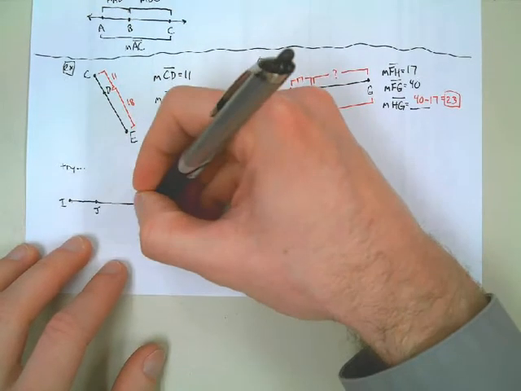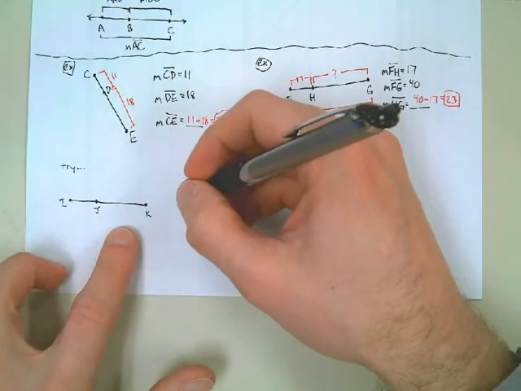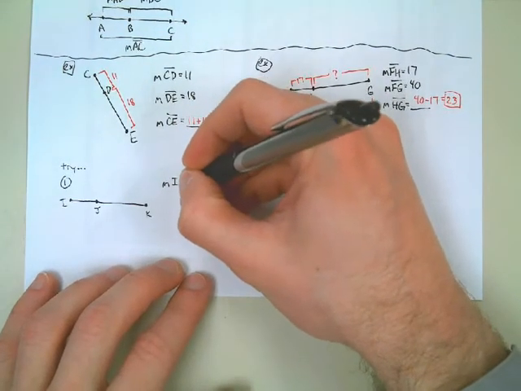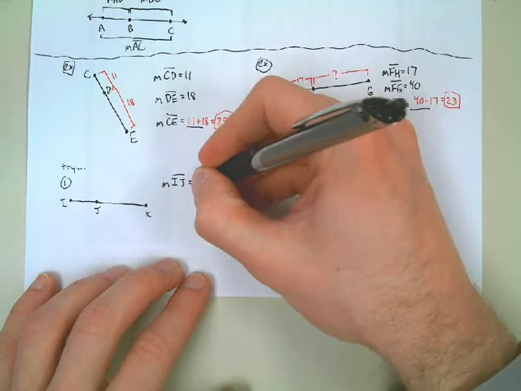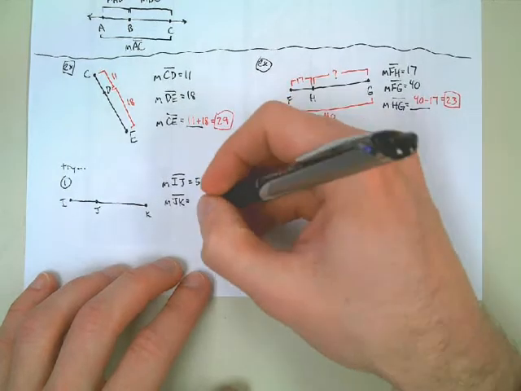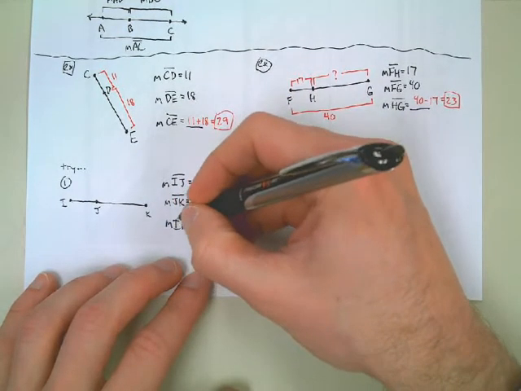All right, so there's our first one here. I'm going to say that the measure of IJ is equal to 5. And the measure of JK is equal to 17. And then I want you to find the measure of IK. And then I also want you to try this one.